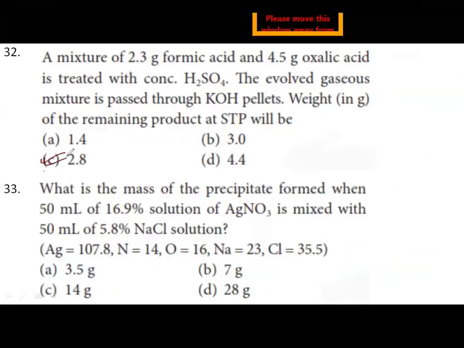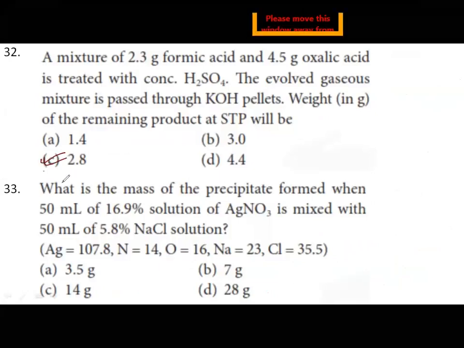2.8 grams. Is that understood? Okay, moving to the next question. What is the mass of precipitate formed when 50 ml of 16.9% solution of AgNO3 is mixed with 50 ml of 5.8% NaCl solution? They have given the atomic masses of silver, nitrogen, oxygen, sodium and chlorine. Let us see how we can solve it.